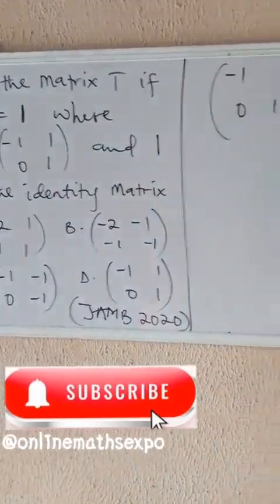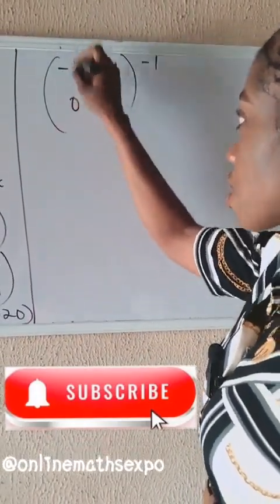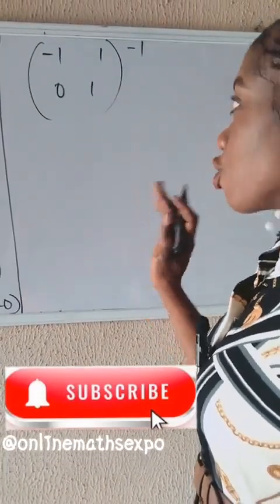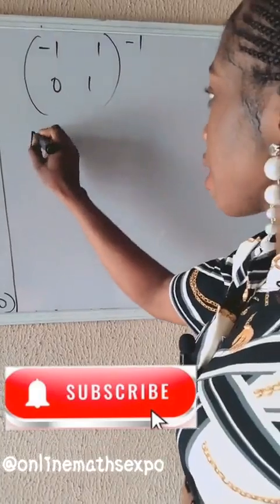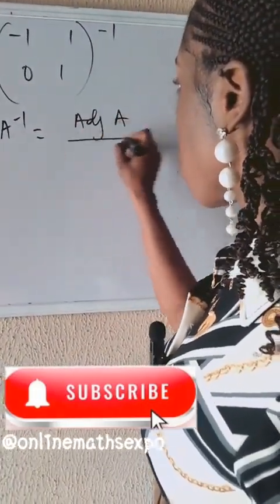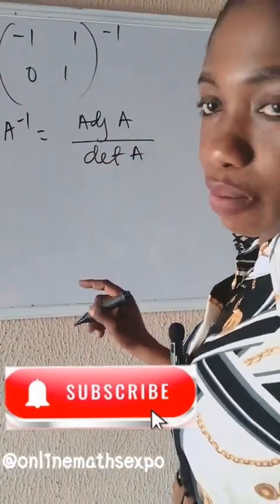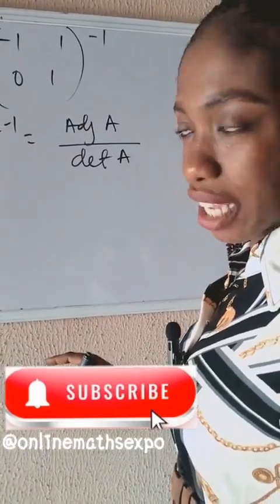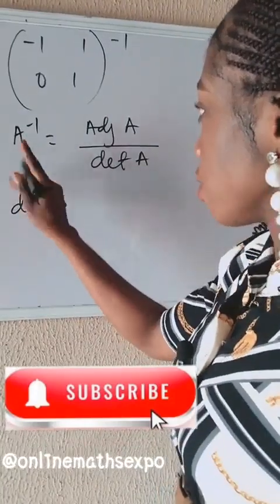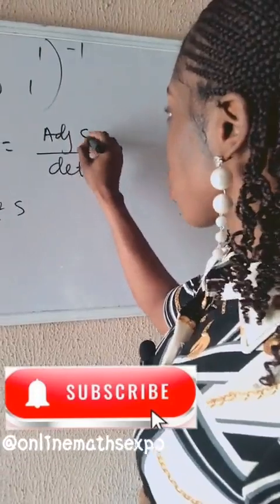Okay, so how do we get the inverse of a 2 by 2? This is a 2 by 2 because it has 2 rows and 2 columns. So we want to find the inverse of this 2 by 2 matrix. How do we find the inverse? The inverse of a matrix A is the adjoint of that matrix over its determinant. So we want to find the adjoint of this matrix and then find the determinant. Let's first of all get the determinant of S. Here we are using S, so we say S inverse is the adjoint of S over the determinant of S.